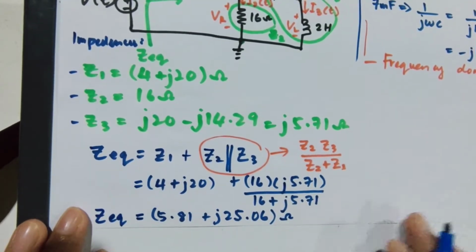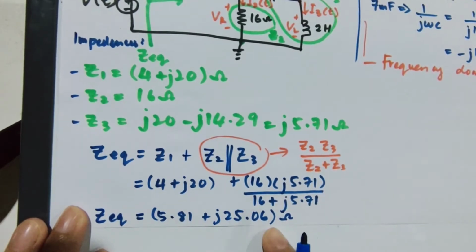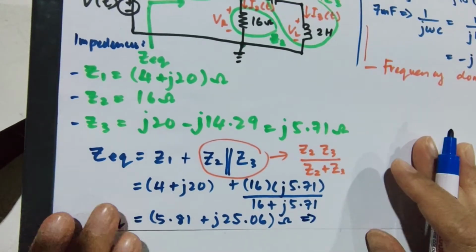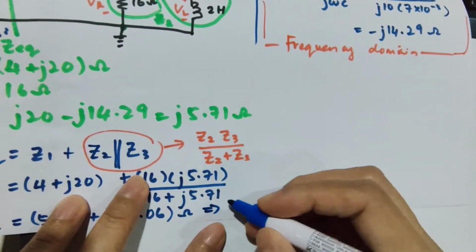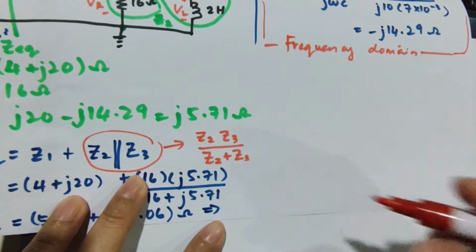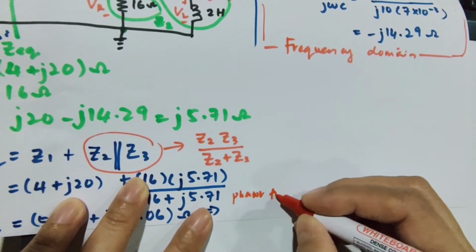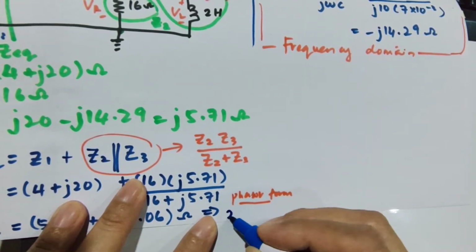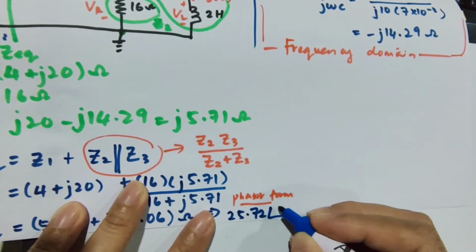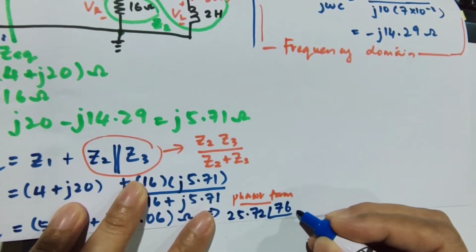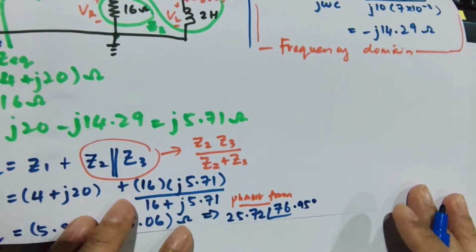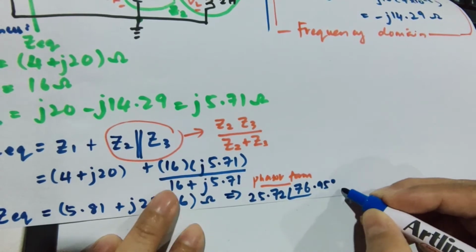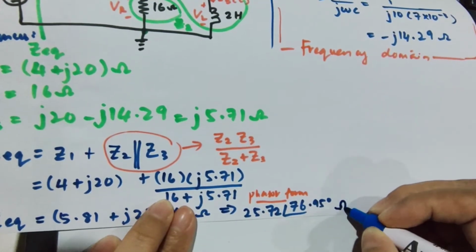This Z equivalent that we obtained is in rectangular form, so we would like to change it into phasor form. We obtain 25.72 with an angle of 76.95. So this is the value of Z equivalent in phasor form. The unit is still the same, which is ohms.